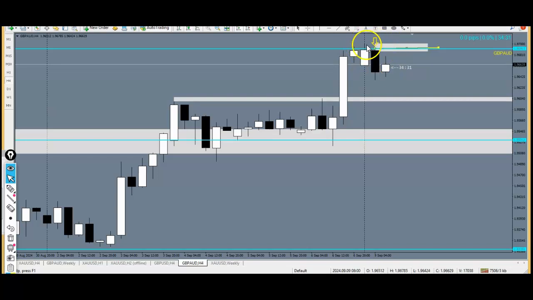I'm sure you're following the trend now. Though we're very bullish on the daily, we're very bullish on the weekly, we could scalp into these levels here.